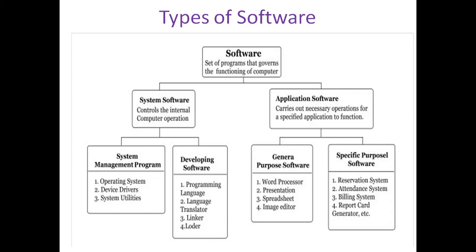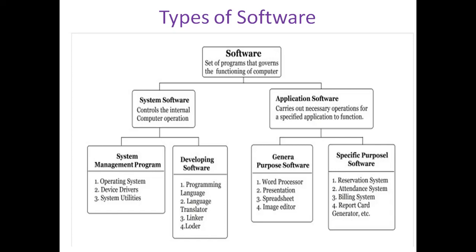So these were basically the two types of software in previous studies, in which the system software was again divided into two parts: system management program and developing software. System management program consists of software like operating system, device drivers, system utilities, and developing software includes programming language, language translator, linker, and loader. Basically, the system software focuses on internal computer operation organization.